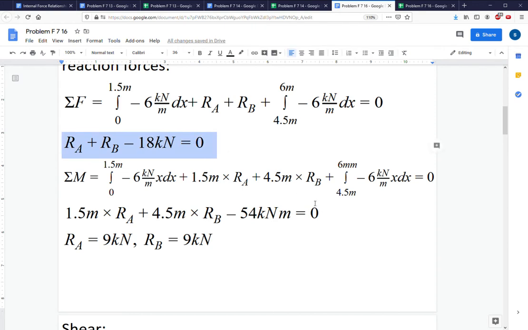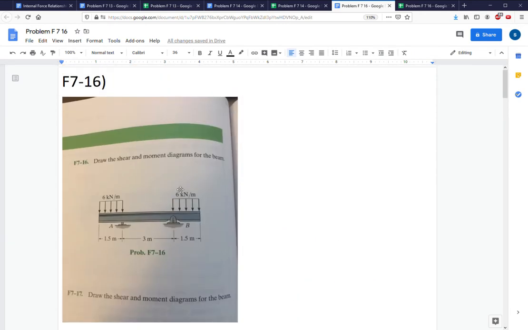Solving our two Newton's second law equations, we get that the reaction at A is 9 kilonewtons and the reaction at B is 9 kilonewtons. Now if we look at this problem, we see that it actually is pretty symmetric, with the sole exception that B is a pin support and A is a roller support, but that doesn't matter with the current loading because there are no horizontal forces. So we actually would expect a lot of symmetry out of this problem.